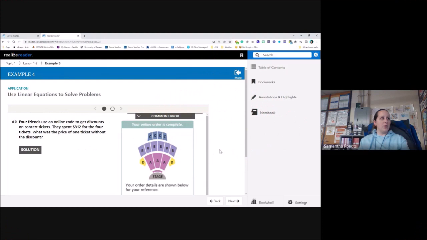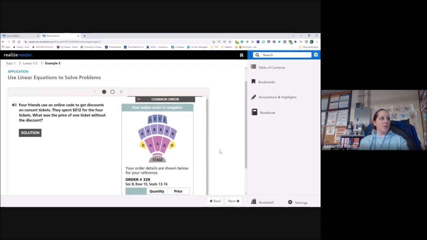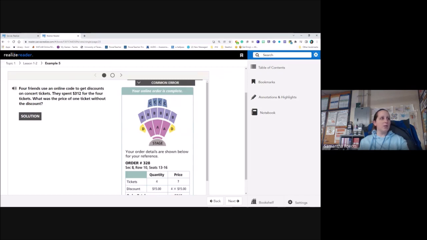All right, example 4. Use linear equations to solve problems. 4 friends use an online code to get discounts on concert tickets. They spent $312 for the 4 tickets. What was the price of one ticket without the discount?